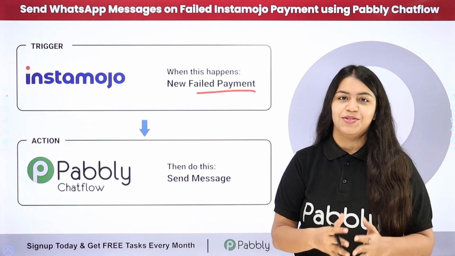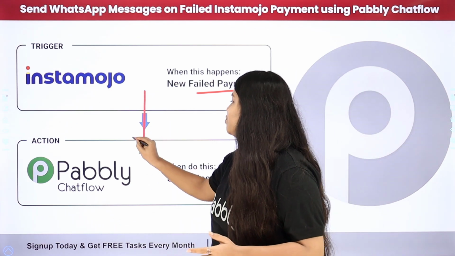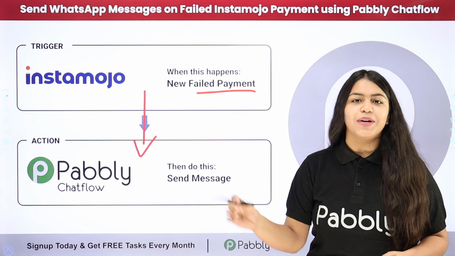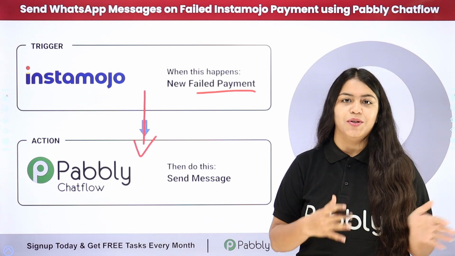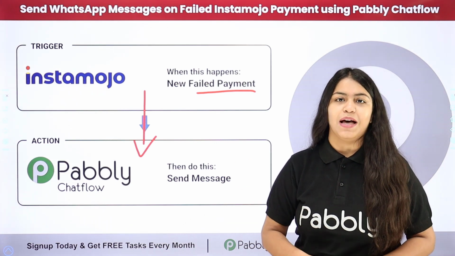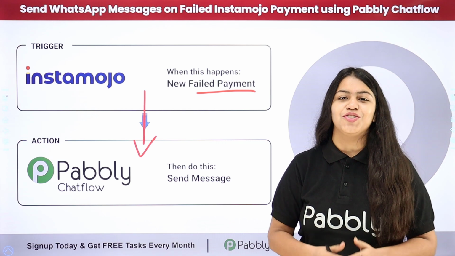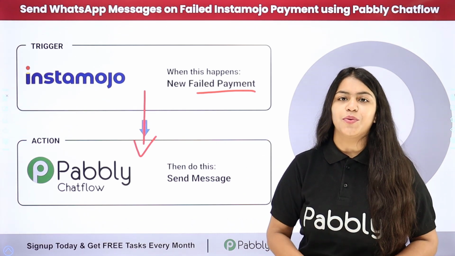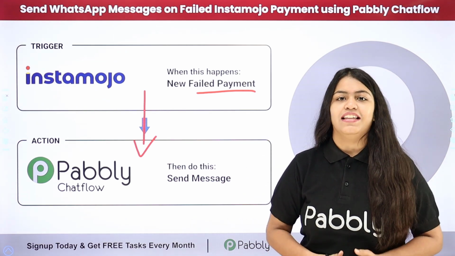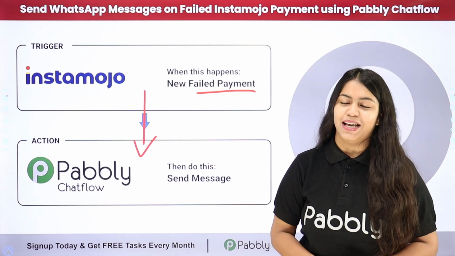So to do this, we are going to create a connection between Instamojo and Pabbly Chatflow. To create this connection without knowing any programming or coding language, we are going to use Pabbly Connect. It is an amazing automation software. So do you also want to create this automation for your business? Then for that, you have to come with me towards my screen.